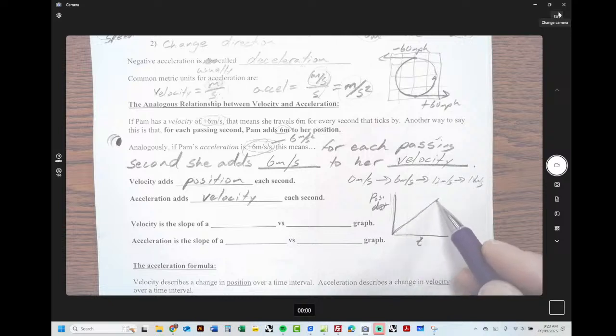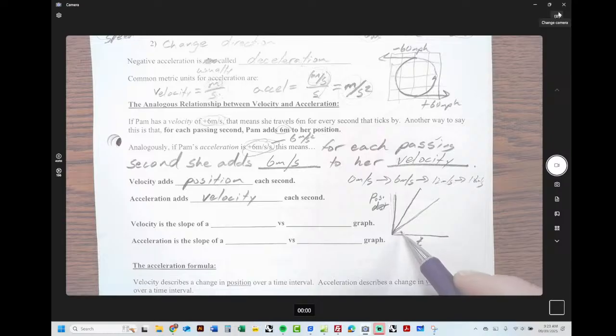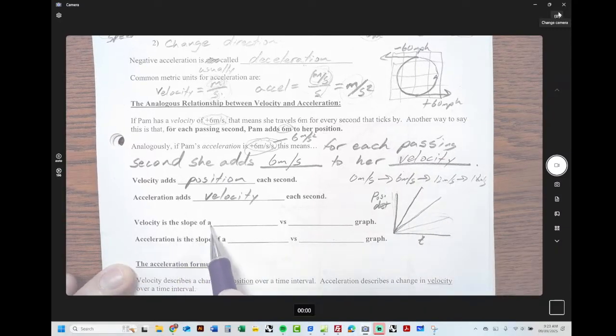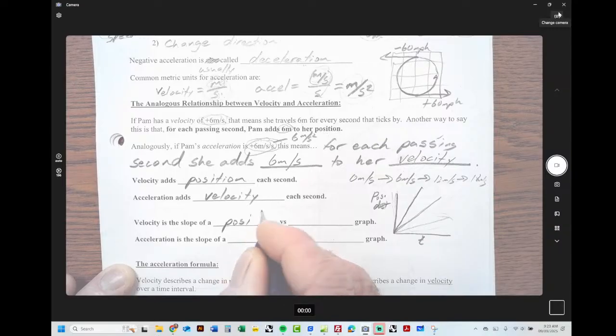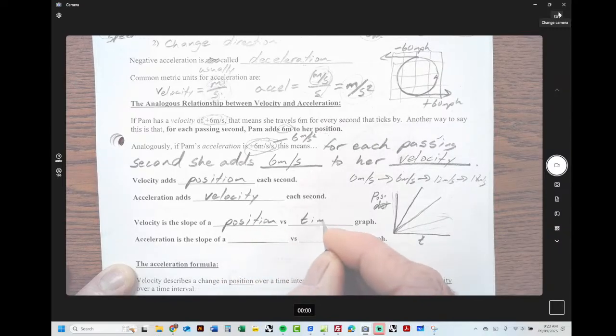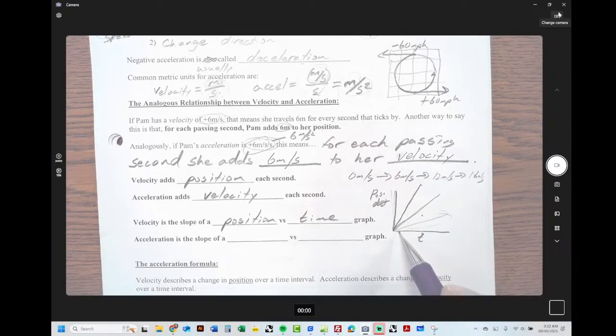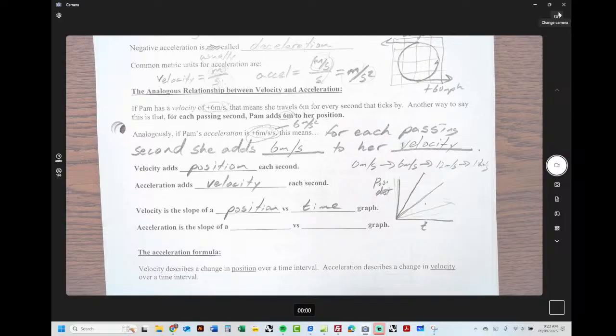The slope of this, if I make the slope steeper, what does that mean? What are you doing if the slope is steeper? Moving faster. If the slope is less steep, moving slower. So the slope is the velocity. The velocity is the slope of a position versus time graph. The reason is that this slope, the rise over run, is telling you how much your position is changing as time goes by.